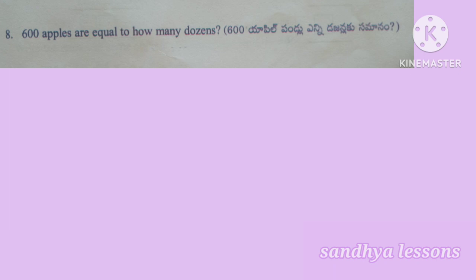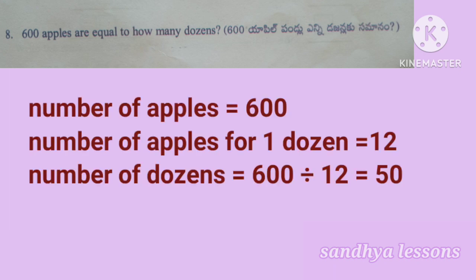Eighth problem. 600 apples are equal to how many dozens? Solution. Number of apples is equal to 600. Number of apples for 1 dozen is equal to 12. Number of dozens. We can get this by dividing number of apples by number of apples for 1 dozen, that is 600 divided by 12, that is equal to 50. Number of dozens is equal to 50.